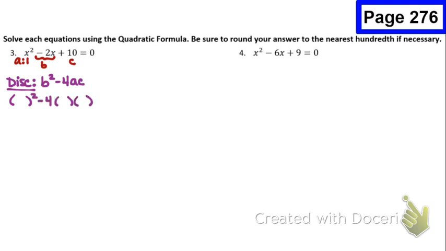Soraya, one more time. I just didn't hear you. 4 minus 40, because we're going to have negative 2 squared, so that's 4, minus 4 times 1 times 10. So, yeah, we do get negative 36. What does that mean? No real roots, 2 imaginary roots.